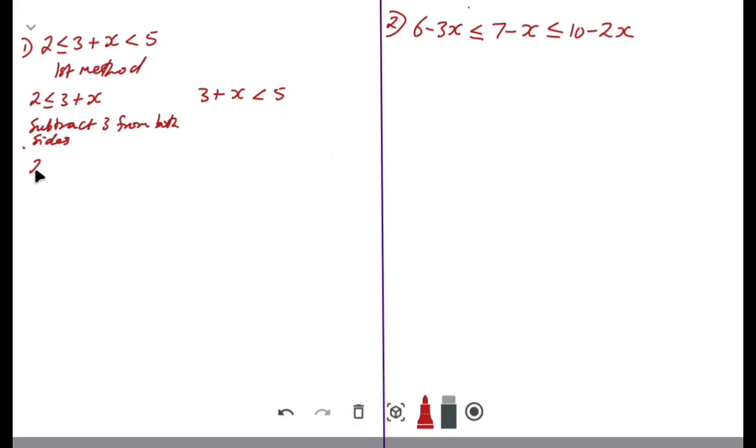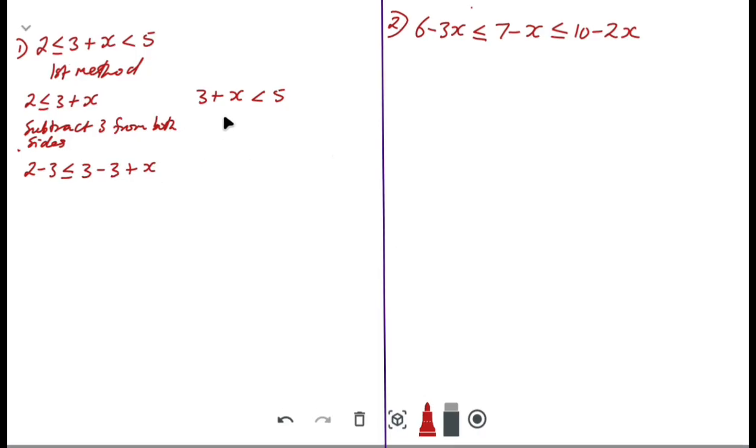So we're going to have 2 minus 3 less than or equal to 3 minus 3 plus x. And for the other side, we subtract 3 from both sides, so we have 3 minus 3 plus x less than 5 minus 3. We proceed: this will be 0 plus x less than 2, so x will be less than 2. The other one will be minus 1 less than or equal to 0 plus x. Therefore, our result is minus 1 less than or equal to x.